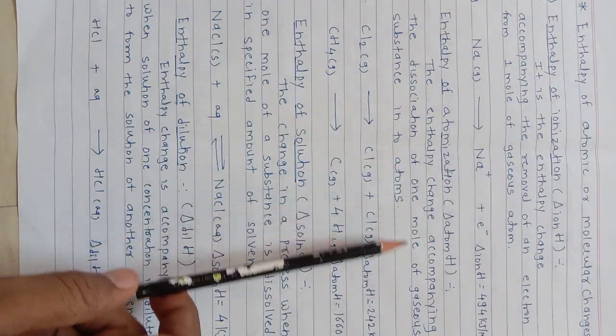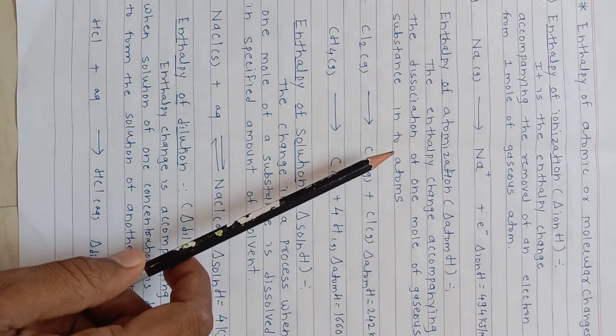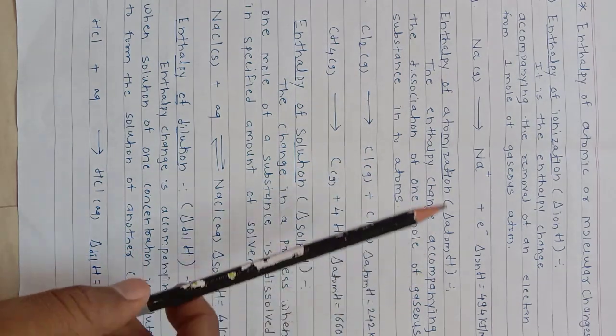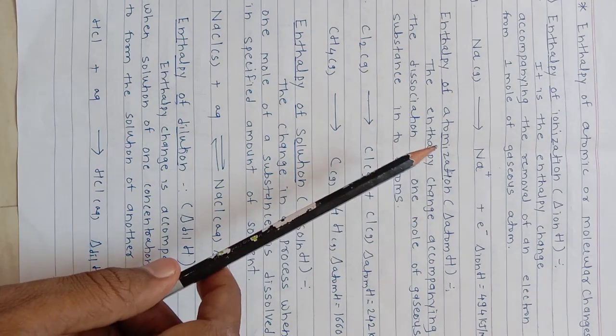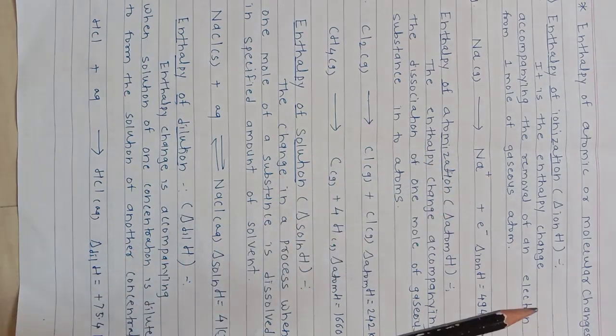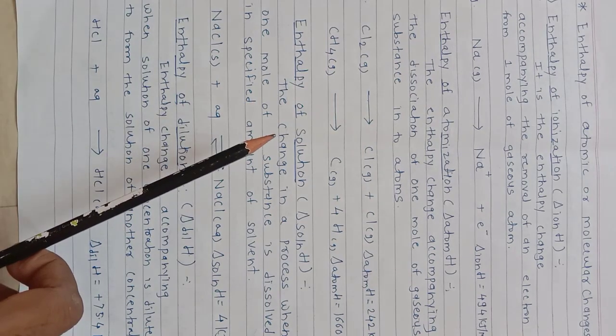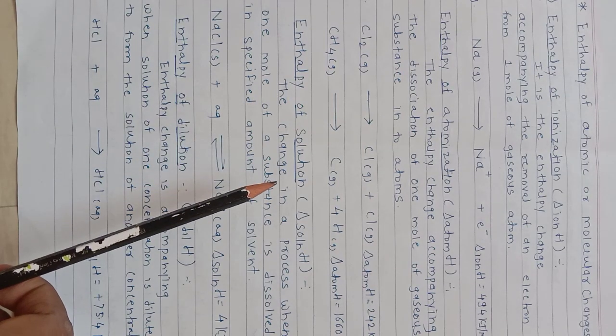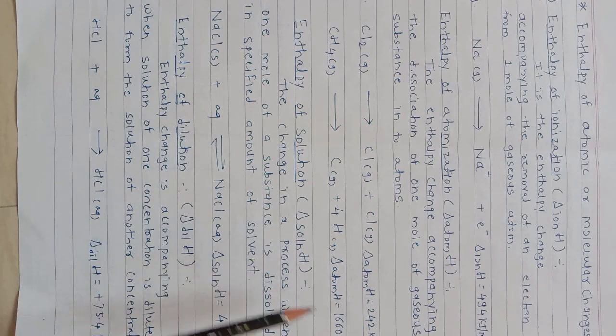The enthalpy change accompanied by dissociation of one mole of gaseous substance into the atoms is called enthalpy of atomization. Number 3, enthalpy of solution. How to get solution? Solute plus solvent is called solution. Less amount of solute and large amount of solvent gives a solution. For example, sugar plus water is called a solution. Sugar is dissolved in solvent, that is water, to form a sugar solution, or a salt solution.